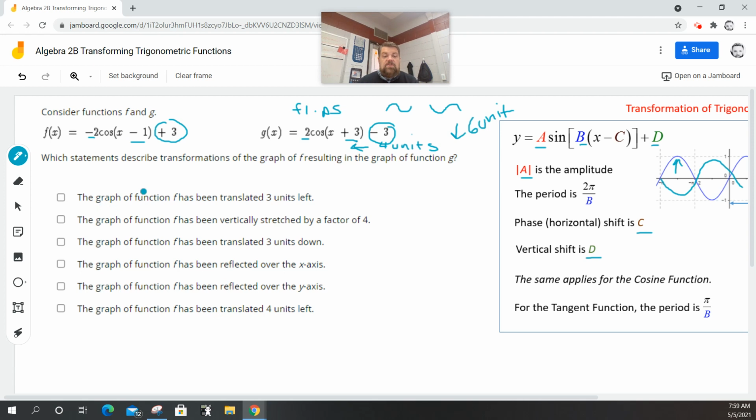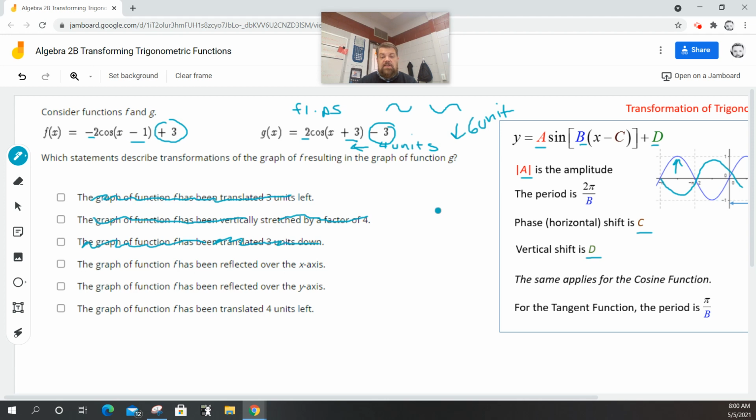The graph of f has been translated 3 units to the left. No, it's 4 units to the left. The graph of f has been vertically stretched by a factor of 4. No, it's just been flipped. The graph of f has been translated 3 units down. Technically, it's been translated 6 units down. We went from +3 to -3. So mathematically, we went down 6 spaces.